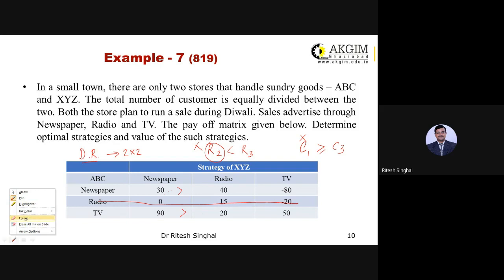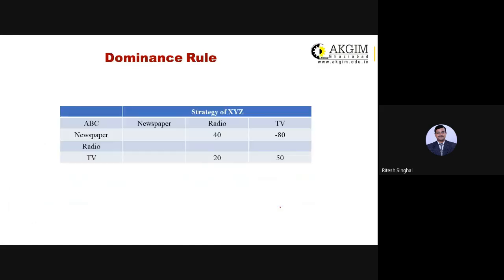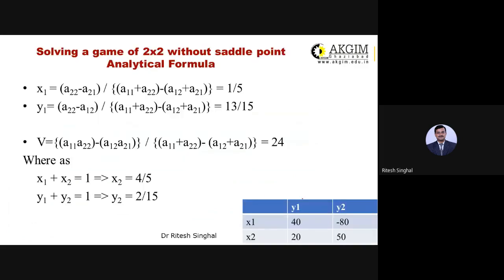So your remaining matrix looks like this one. Only 4 values are left, that is a 2 by 2 matrix. And again, in the same manner, we can use the analytical formula here. So let's use the analytical formula. This is the matrix remaining. Although I have not removed the names of the strategies because they are still there. Yes, this is my remaining 2 by 2 matrix. Now the values of x1, y1, x2, y2, and v.